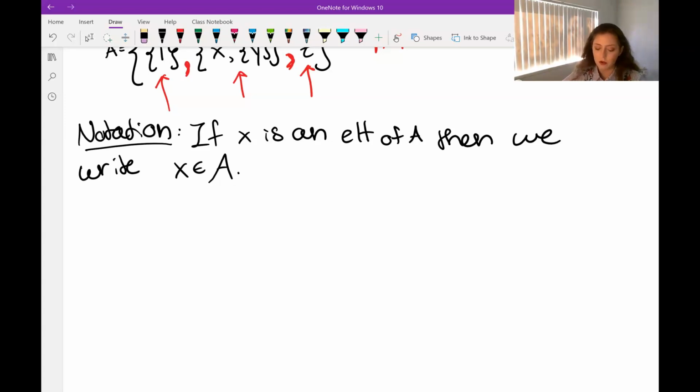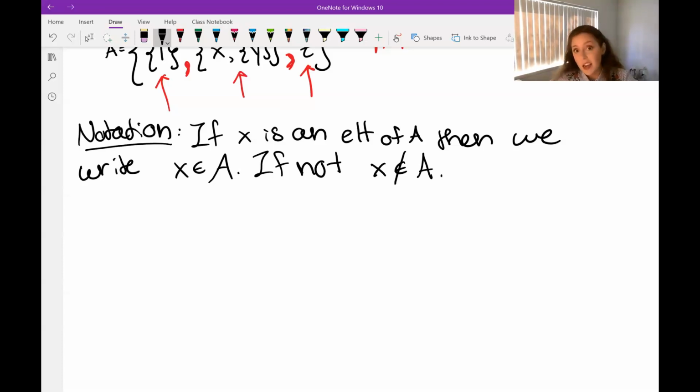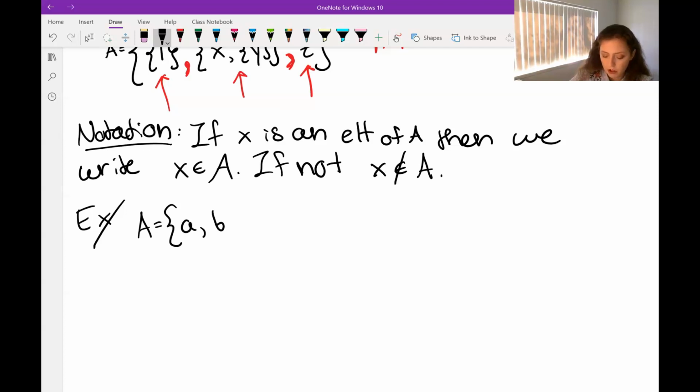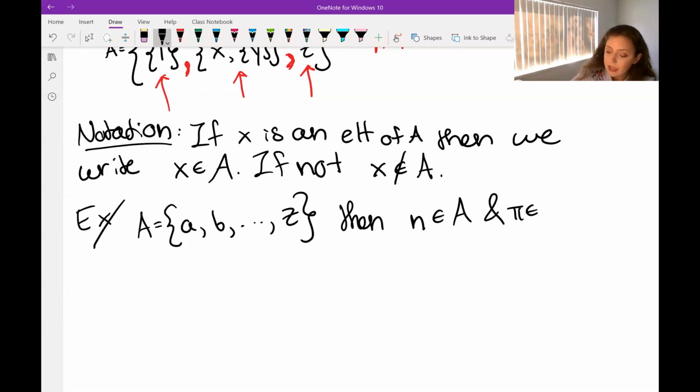Fantastic. So if X is not an element of A, we write the same symbol just with a cross through it. I don't care which way you draw the cross, it doesn't really matter to me. So that means X is not an element of A. An example of this is if we let this set A be all the lowercase letters of our alphabet. Then N is an element of A and pi is not an element of A. So that's one example.